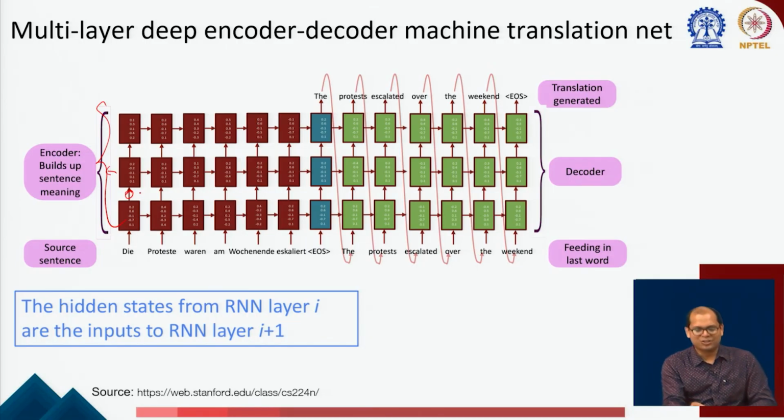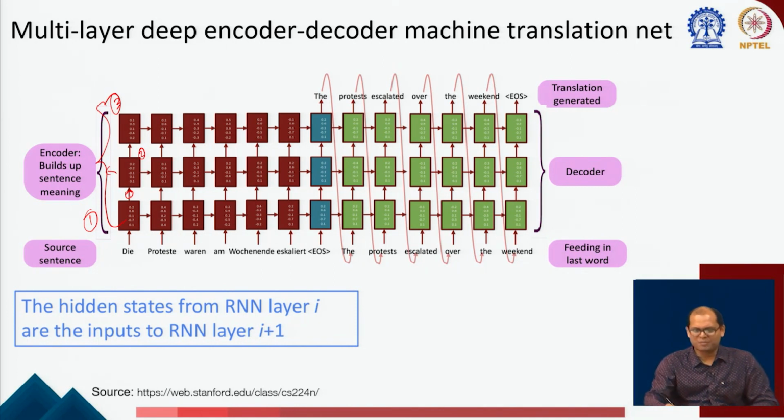So, the hidden state that you have at the first layer will become the input to the second layer, and similarly the hidden state at the second layer will become the input to the third layer RNN. Everything else remains the same. For an RNN you only need to know where the input is coming from, and otherwise you just keep getting the hidden states. So, here the input comes from the hidden state of the previous layer. Same way it happens in the decoder.